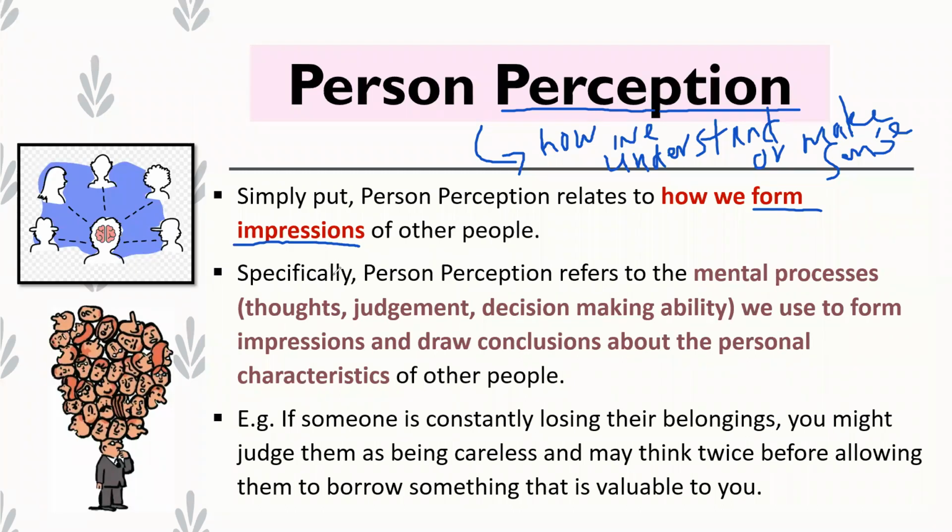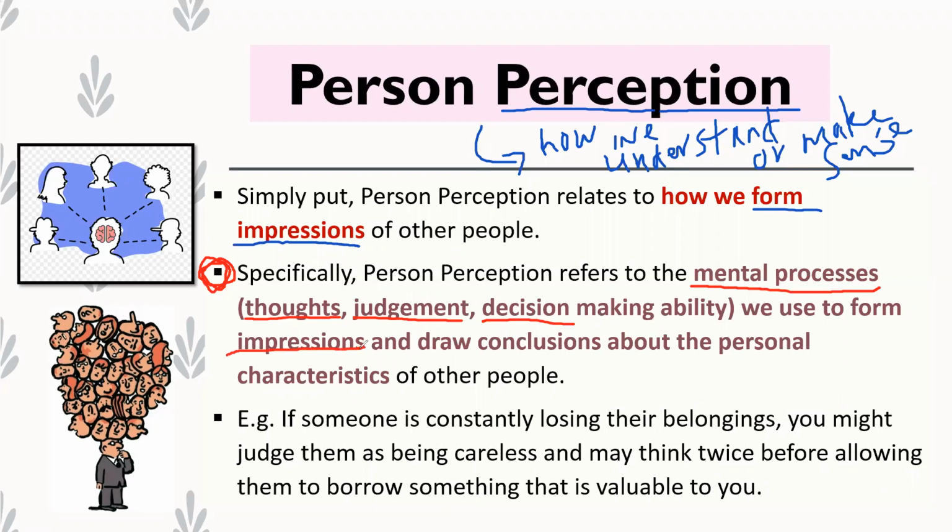Okay, so specifically, if we're going to define person perception in a little bit more depth, this is the definition that I would really advise you guys to learn. The first definition is just a simple stating of that idea. Specifically, person perception refers to the mental processes. Now we know about mental processes. We've learned this from all the way last year in transition week. Mental processes are about our thoughts, okay? Our ability to think, our ability to make judgments, our ability to make decisions. So the mental processes that we use to form impressions about other people.